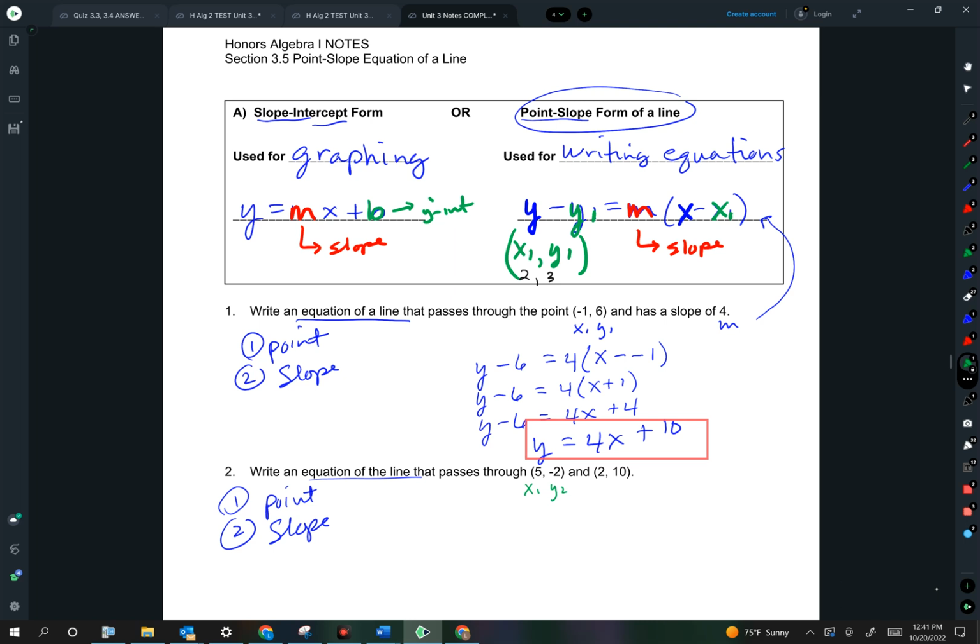Do I have a slope? Well, they don't explicitly give me the slope, but I can find it, right? Can't I find the slope by subtracting the y's on top and subtracting the x's on the bottom? So let's go over here to the side and find the slope. Subtract the y's on top, 10 minus negative 2, and subtract the x's on the bottom, 2 minus 5. So my slope comes out to be 12 over negative 3. And doesn't that simplify?